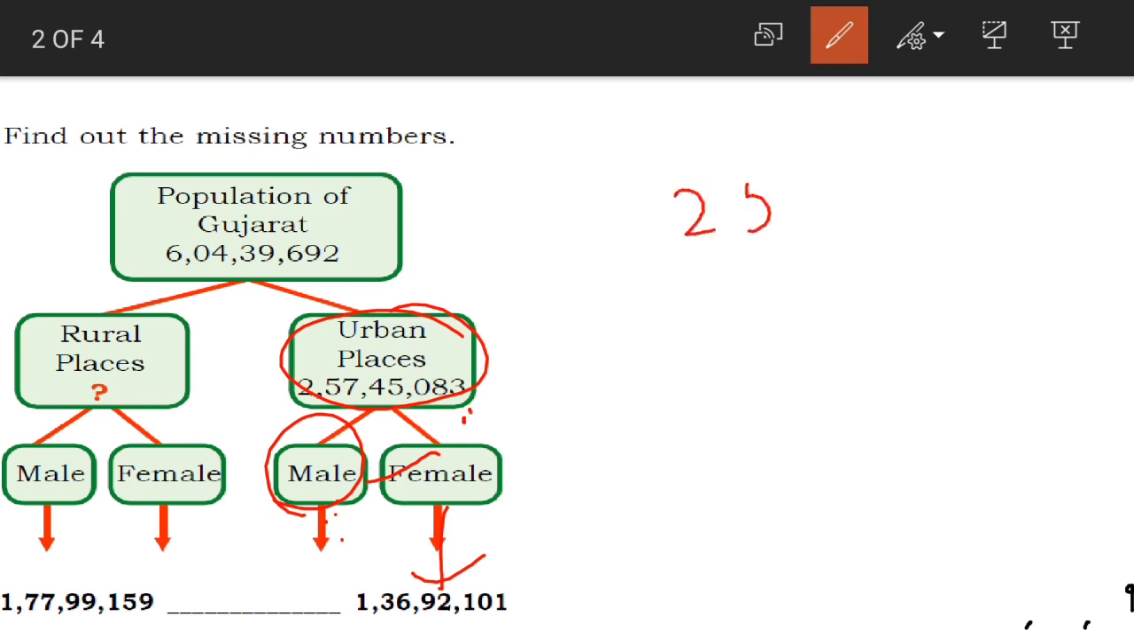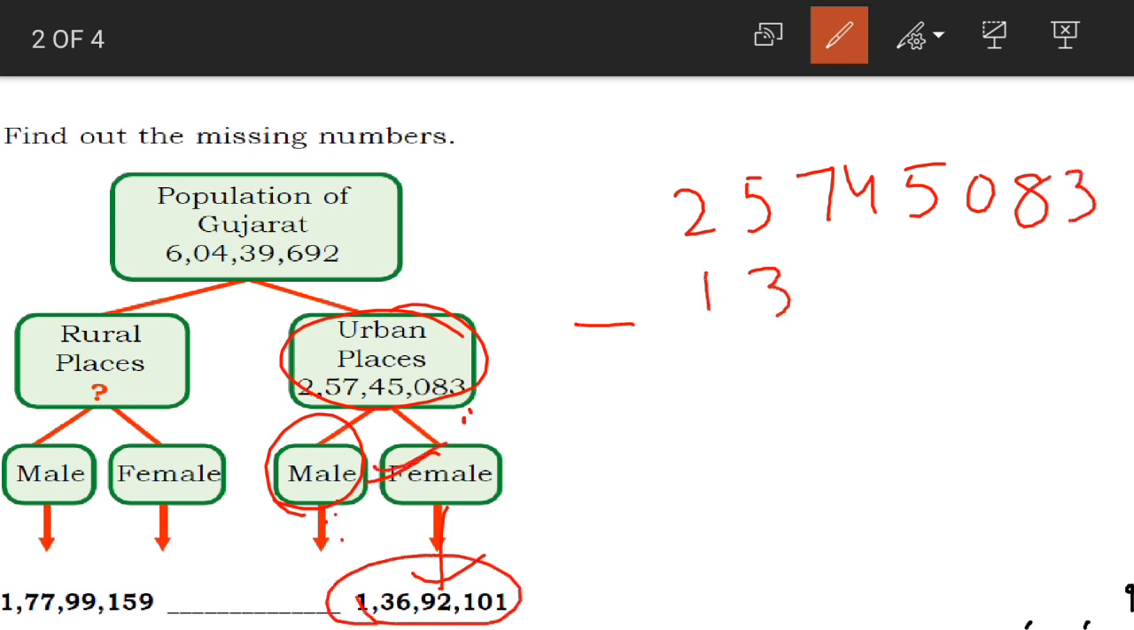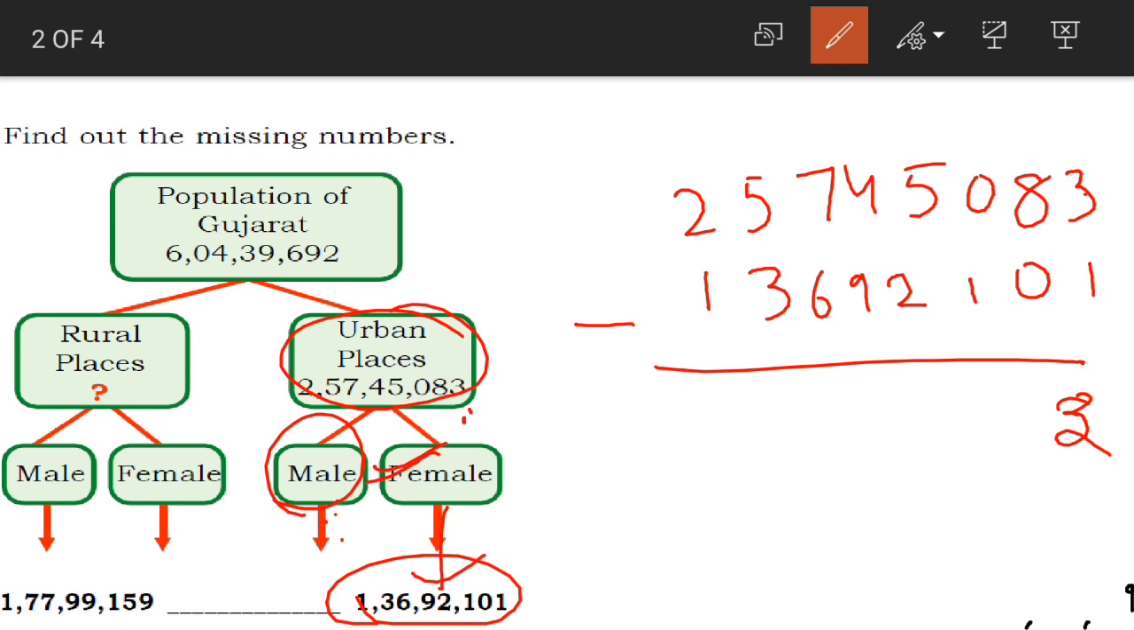Again the same thing, total number of people in urban areas minus the number of female, that is 1 crore 36 lakhs 92,101. 3 minus 3, 2. 3 minus 1, 2. 8 minus 0, 8.